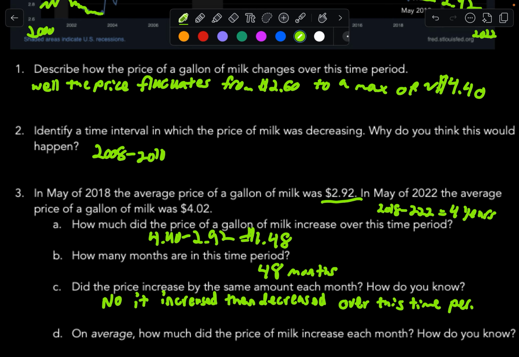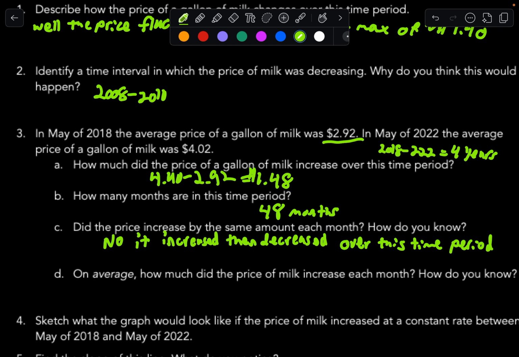On average, how much did the price of milk increase each month? Well, what we need to do is find the total increase, the change in price over the change in time. That would be $1.48, because we already figured that out. That's how much it went up by, spread out over 48 months. So 1.48 divided by 48 came out to be about 0.031, about 31 cents per month.